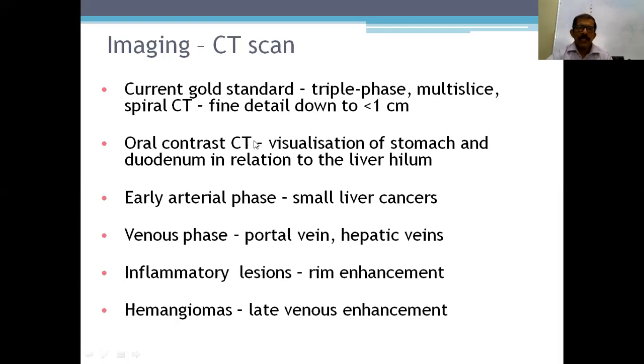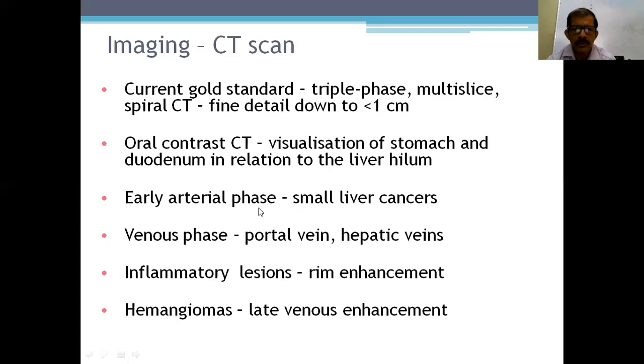So usually for liver, we give oral contrast for delineation of surrounding structures like the stomach. You have seen carcinoma stomach and liver secondaries I've shown you. So in relation to the liver hilum, you can see all these things. Of course, you will also give IV contrast, so that you get the arterial phase.